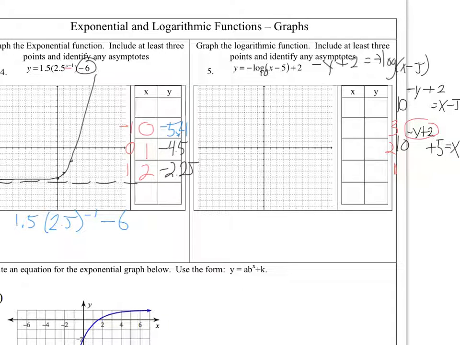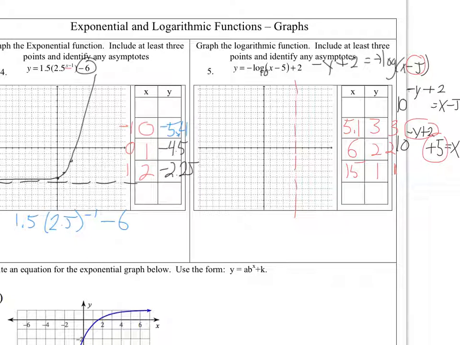Okay, so we get 10 to the negative 1 plus 5 is going to be 5.1. Then we're going to have 10 to the 0 is 1, plus 5 is 6. And when I plug 1 in for y, 10 to the 1, oh wow, 15. The asymptote is going to be at 5. You could have also gotten that from the inside there. 1, 2, 3, 4, 5. Here's my vertical asymptote for my log.